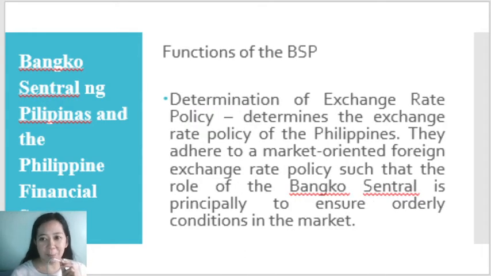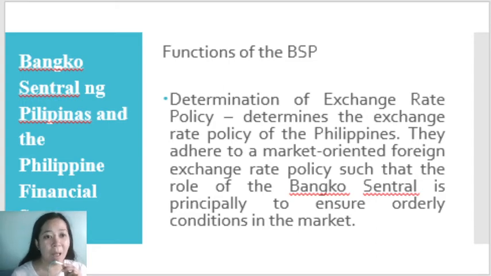Okay, another is determination of exchange rates policy. So again, this is part of the BSP's function. So here they determine the exchange rate policy for the Philippines. They also adhere to the market-oriented foreign exchange rate policy, such that the role of Bangko Sentral is principally to ensure orderly conditions in the market. So, when determining how much will be exchanged in terms of foreign currency exchange, we also have in our country through the BSP the policy for that.